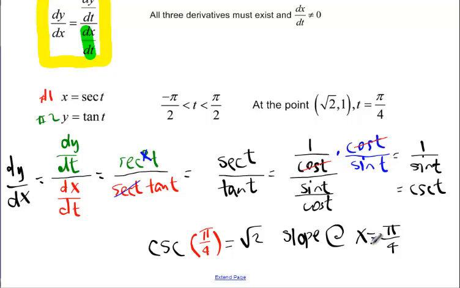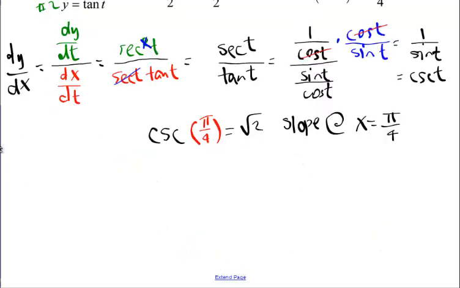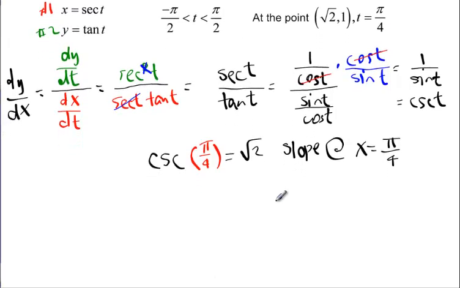The point that they give us is used now. So we're going to have y minus 1 equals the slope, square root of 2, times x minus the square root of 2. And there's your equation of a tangent line to the parametric curve.